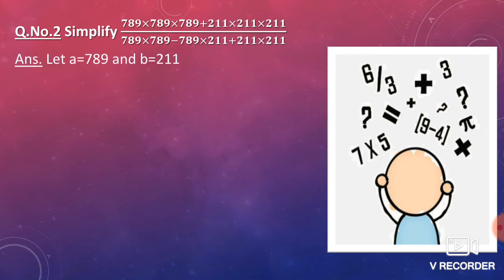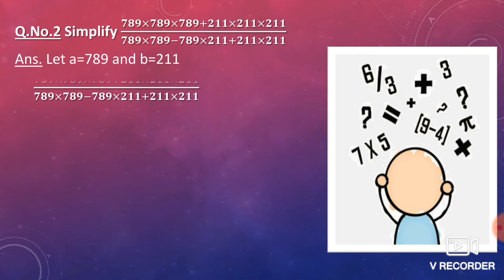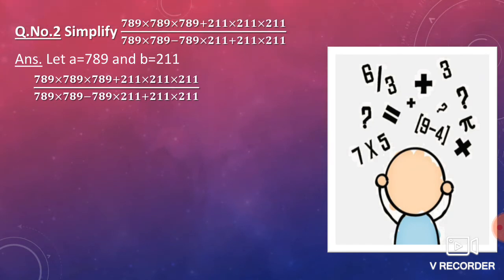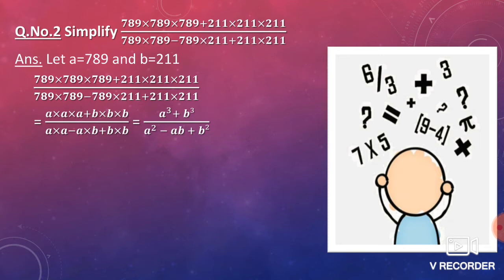So let's give a equals 789 and b equals 211. So it becomes a into a into a plus b into b into b divided by a into a minus a into b plus b into b. So it can be written as a cube plus b cube divided by a square minus ab plus b square.